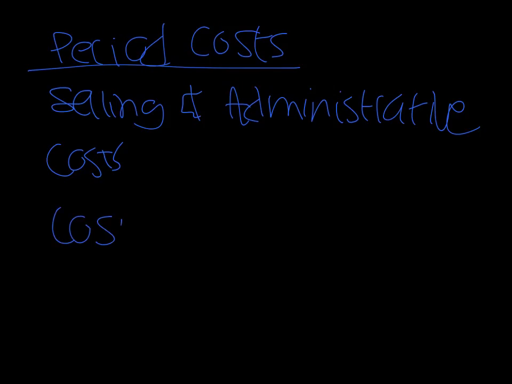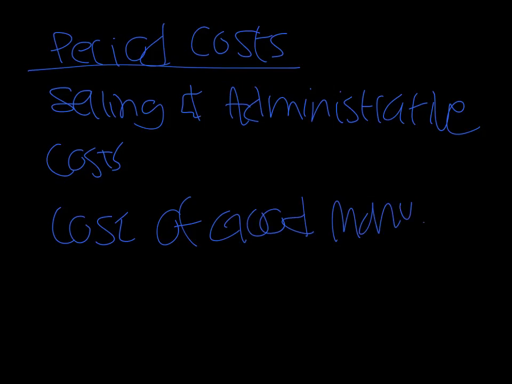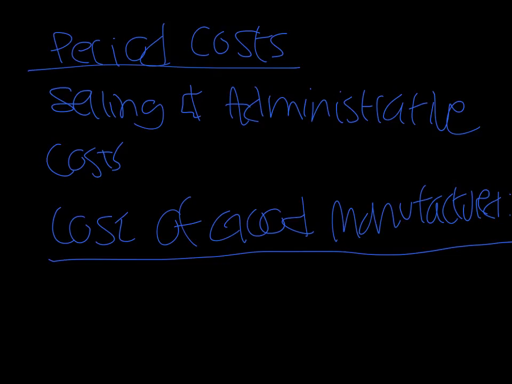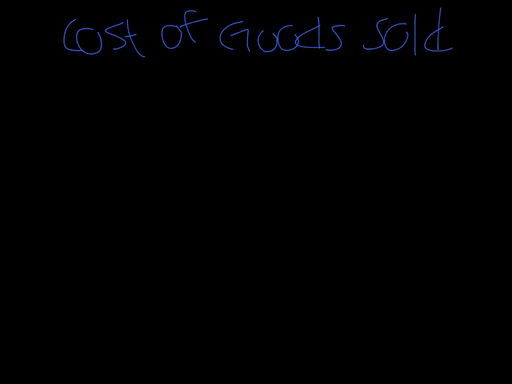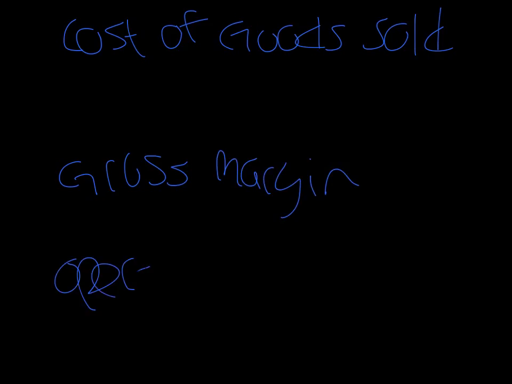Next is the cost of goods manufactured. Cost of the goods completed and transferred into finished good inventory. The last is cost of goods sold, gross margin, and operating income.